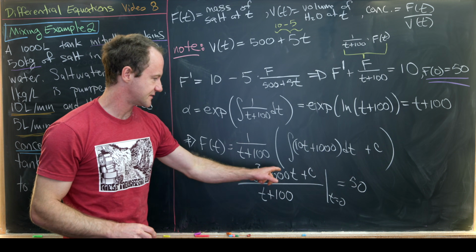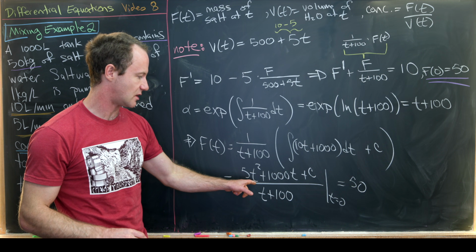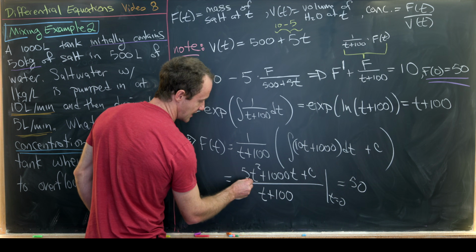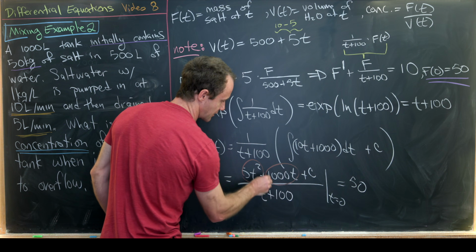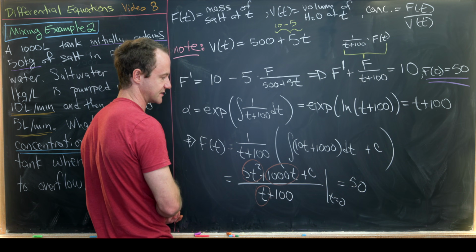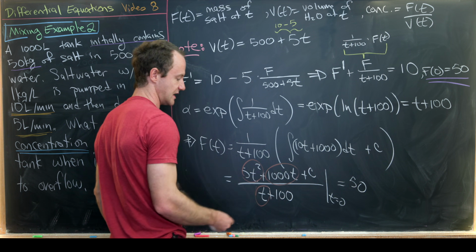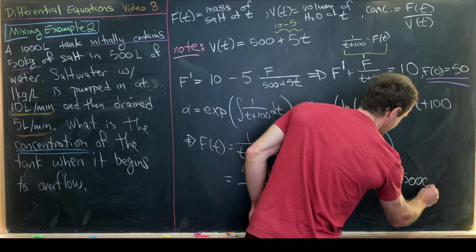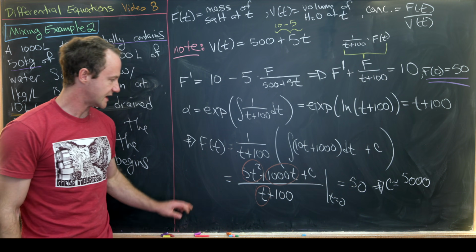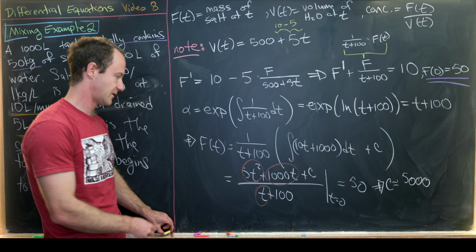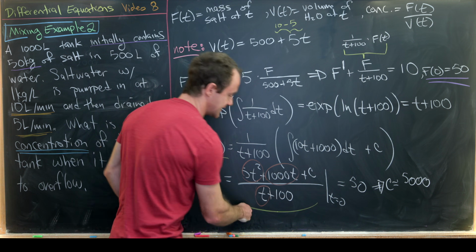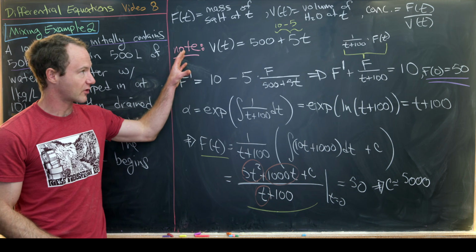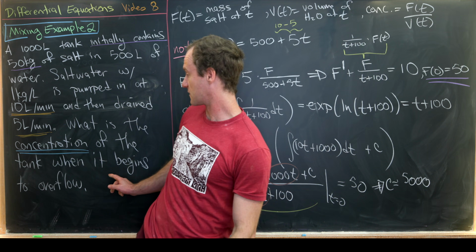Okay, so that gives us an equation that we can easily solve for C. So if we plug in t equals 0, then this part right here cancels, this part right here cancels, and this part right here cancels, leaving us with C over 100 equals 50. In other words, C equals 5,000. Okay, so now we've got a function for f. We've got f is equal to this, where we replace C with 5,000. Okay, so let's bring that to the top, and then we'll address our final goal.